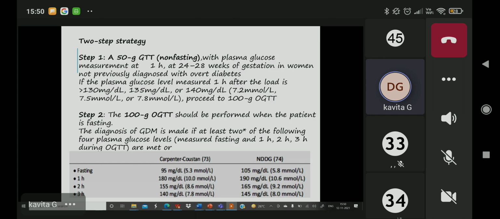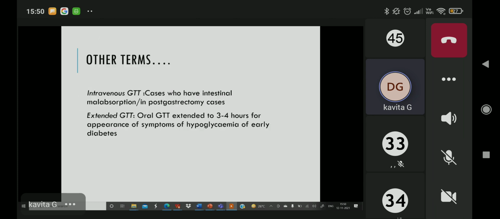Then you have a 100-gram OGTT. Basically, you are giving varying loads of glucose and you have varying cutoffs for cases of GDM. And this is, I think, a little bit too much. It is beyond your scope.